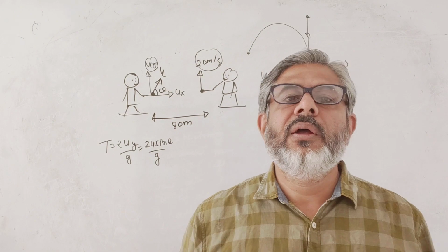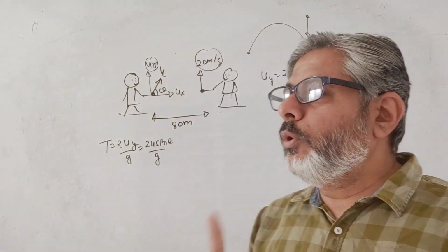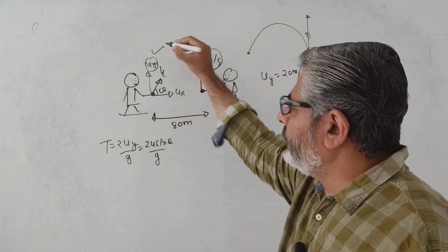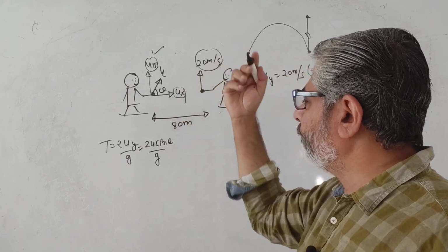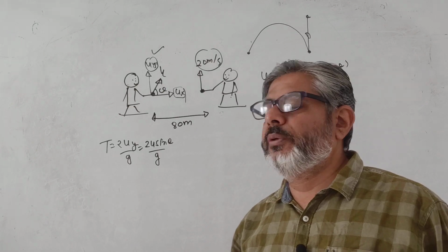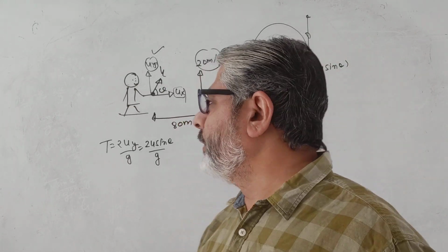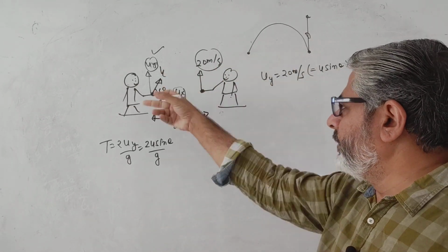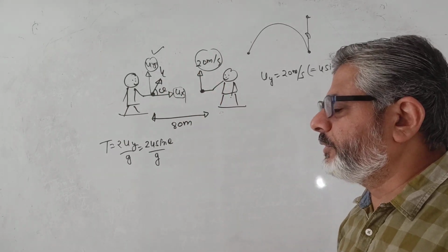You can note that time depends only on the vertical component of velocity. It has got no concern with this. But by just using this, half of the problem is solved. Now the second question is how to find u and theta. That is the basic question actually.